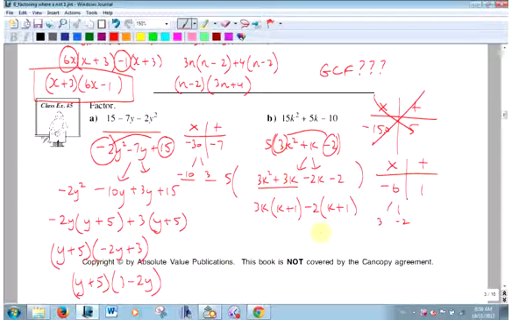3k squared, check. 3k times 1 is 3k, check. Minus 2 times k is minus 2k, yep. Minus 2 times 1 is minus 2. This is the same as this. This is the same as this. This is the same as this. Okay, so far so good.